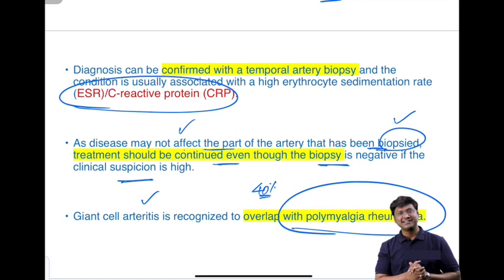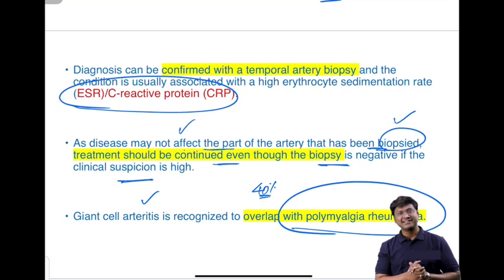So what is this polymyalgia rheumatica? There is stiffness of the shoulder girdle as well as the hip girdle. And between these two, stiffness of the shoulder girdle is more common than stiffness of the hip girdle.